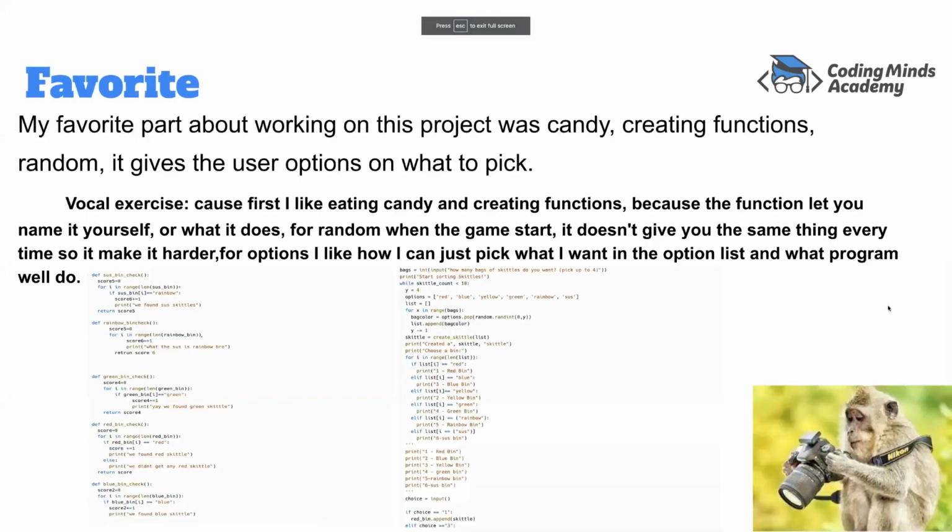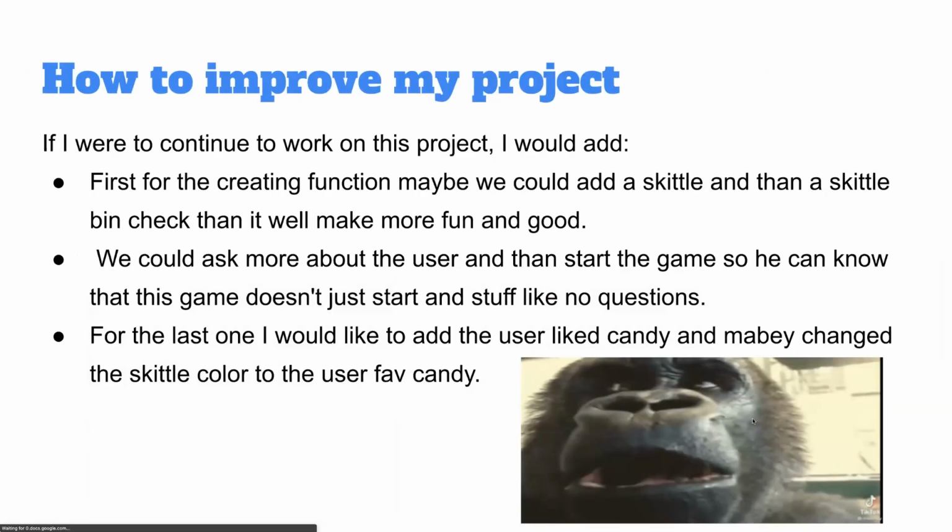For my favorite, this, because first, I like eating candy and creating functions because the function lets you name yourself what it does. So random, when the game started, it doesn't give you the same thing every time. So it makes it harder for options. I like how I can just pick whatever option I want for what the program does. And this is all my favorite things right there. And this is my favorite monkey too.